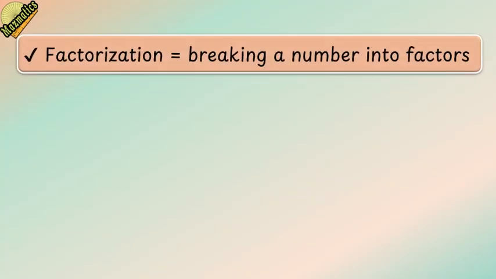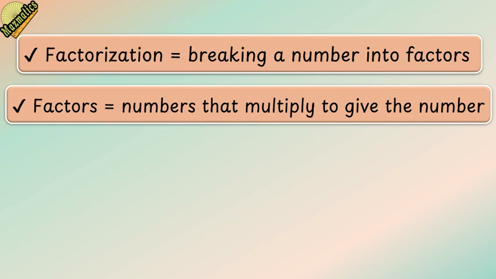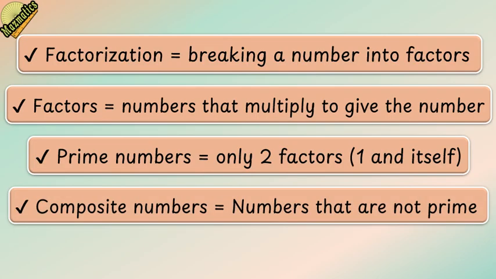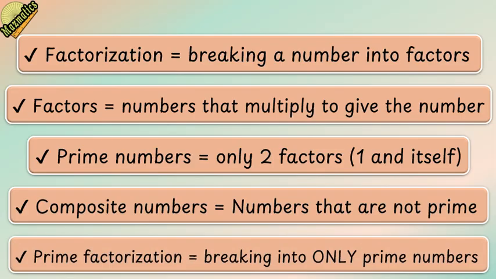Summary. Let's quickly revise. Factorization equals breaking a number into factors. Factors equals numbers that multiply to give the number. Prime numbers equals only two factors, 1 and itself. Composite numbers equals numbers that are not prime. Prime factorization equals breaking into only prime numbers.